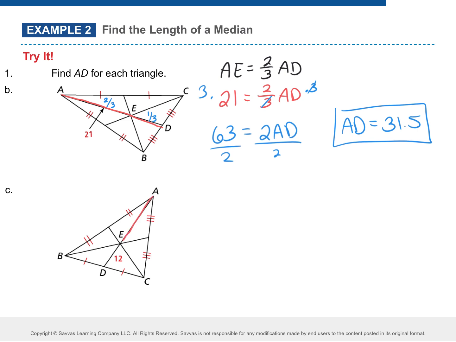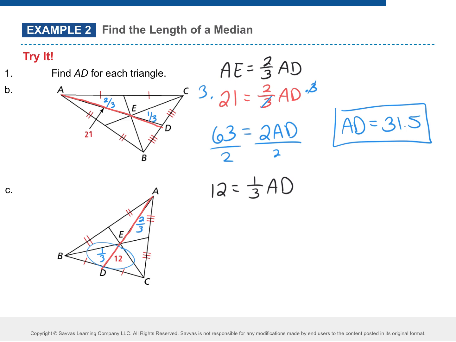Okay, with problems like this, what should we do first? Right, we want to figure out what our largest side is and what our smallest side is. Which side's 2/3? AE, which means the other side is 1/3. Always look at what you're given. So they gave us this information right here. How can I set up an equation with that information? 12 equals 1/3 of the whole thing.